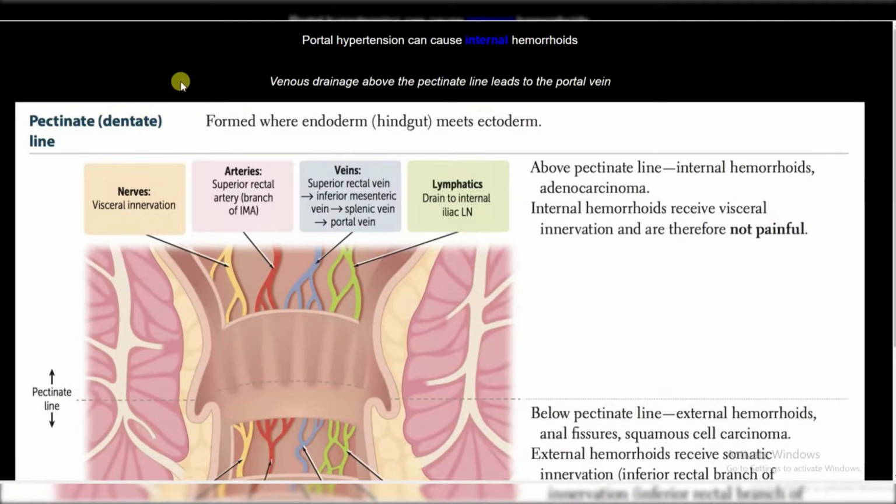Next, understand this question. You can see here the venous supply above the pectinate line and below the pectinate line. The difference is in the venous supply. Above the pectinate line, the superior rectal veins drain the blood from the rectal part above the pectinate line into the inferior mesenteric vein, then to the splenic vein, then to the portal vein, right? So portal hypertension caused by internal hemorrhoids is explained here.